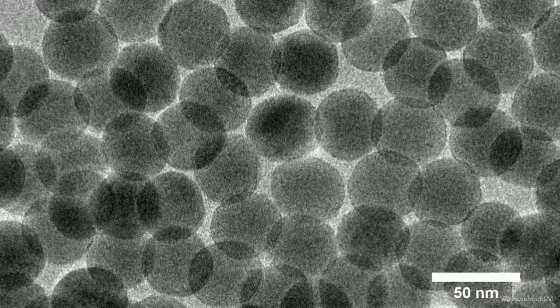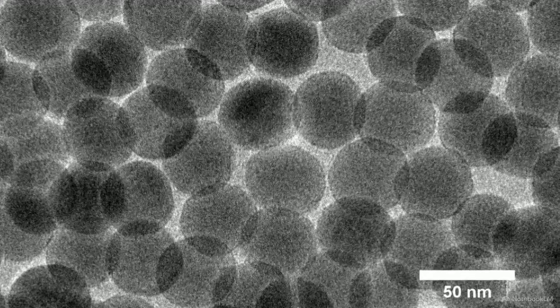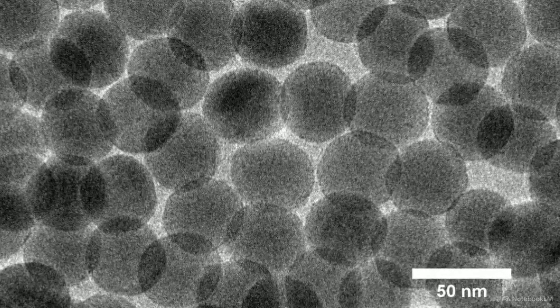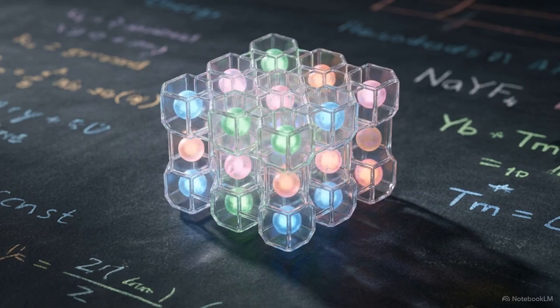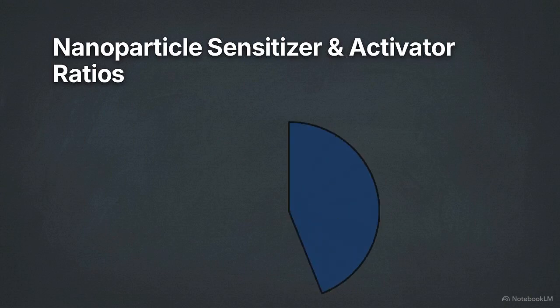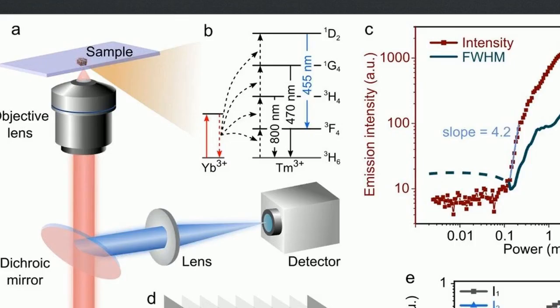This is a transmission electron microscopy image of the optical transducer used in the experiment, sodium yttrium fluoride nanocrystals, measuring 41 nanometers across. These nanocrystals are heavily co-doped with two specific lanthanide ions. The host crystal contains a concentration of 40% ytterbium, acting as a sensitizer, and 4% thulium, acting as the activator. This energy level diagram maps the absorption.